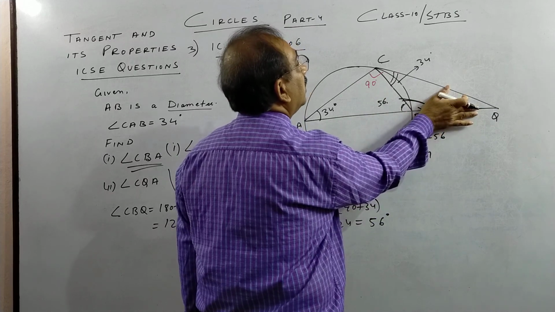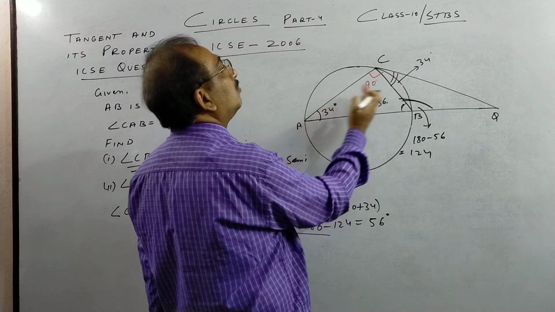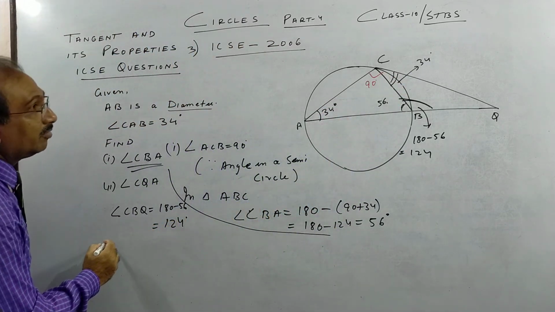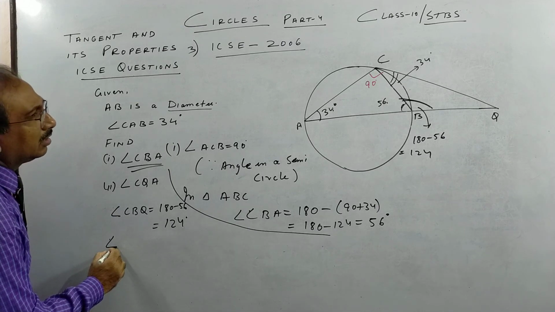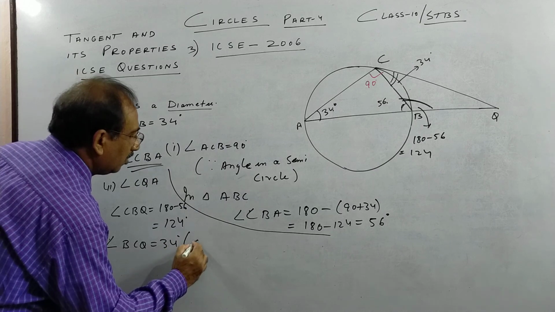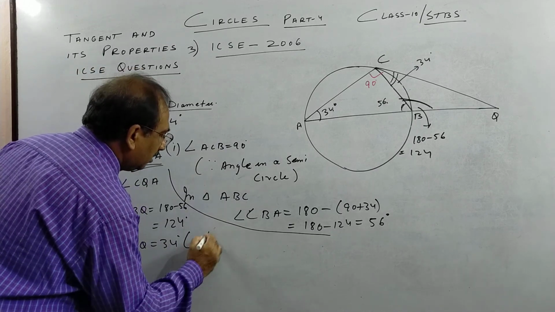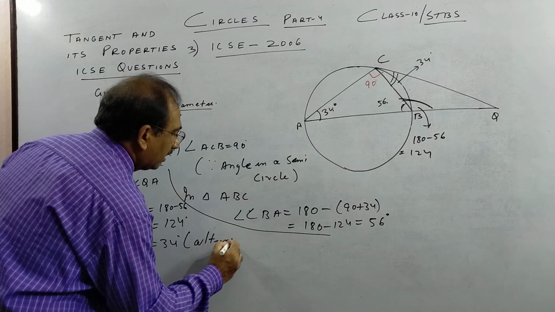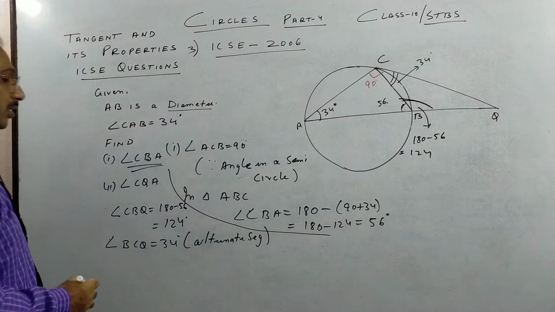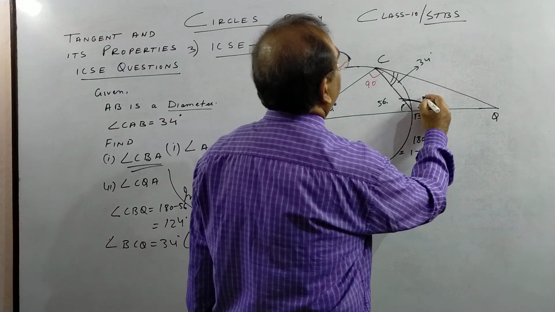This line may not be there. So this is in the minor segment, so it is equal to the angle in the alternate, meaning major, segment. So a very important thing here we get is angle BCQ is 34 degree. Just write alternate. Nothing more you have to write, children. Angle in the alternate segment. You can write angle in the alternate segment theorem, or angle in the alternate segment. So we get this one as 124.